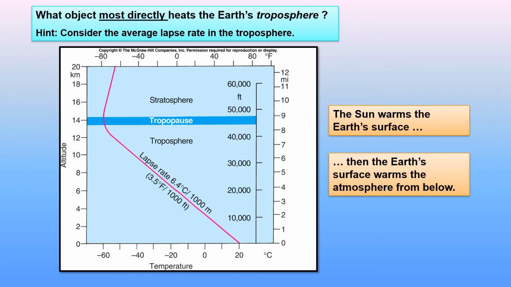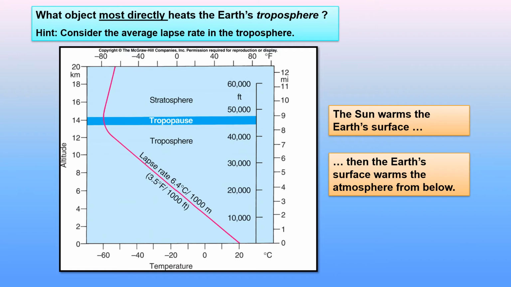You're going to say, well, the sun warms the Earth's atmosphere, correct? And, well, while it might be that the sun is the ultimate source of energy, it's not the one that most directly heats the Earth's troposphere. You see, the way that it works is this. The sun warms the Earth's surface, and then the Earth's surface gets warm and radiates its heat, and that's absorbed by the gases in our lower atmosphere. So it's not the sun warms the atmosphere directly. The sun warms the ground, and then the ground warms the atmosphere.